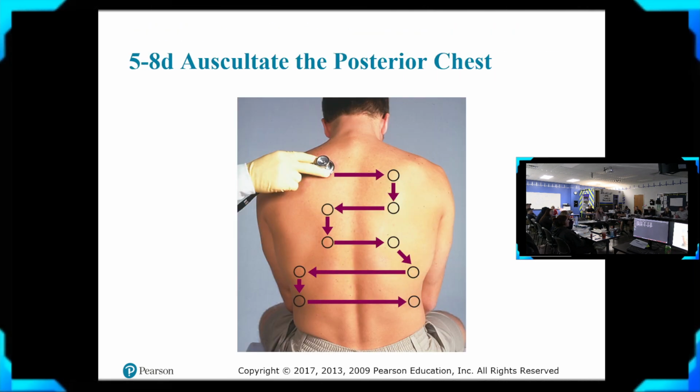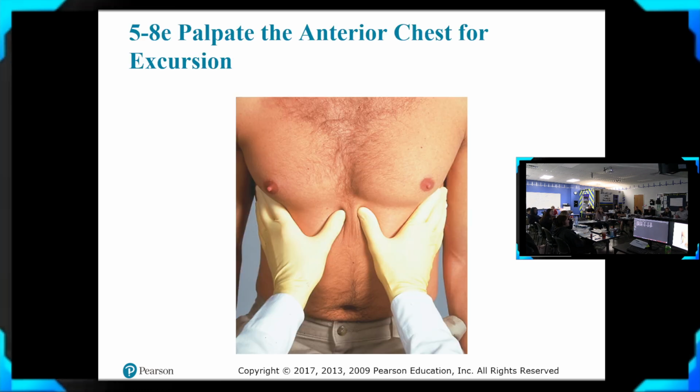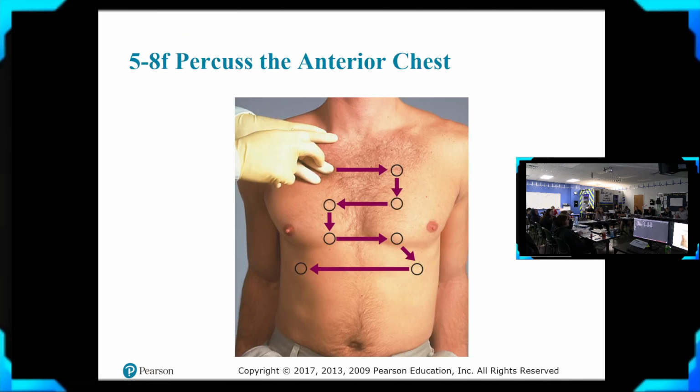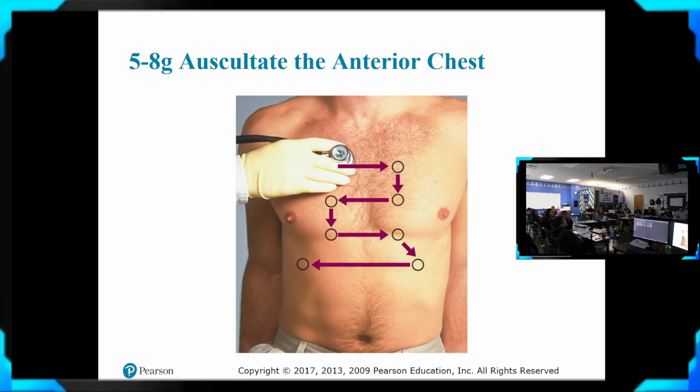Pattern for listening, again, same thing. Percussing the front, auscultating the front.